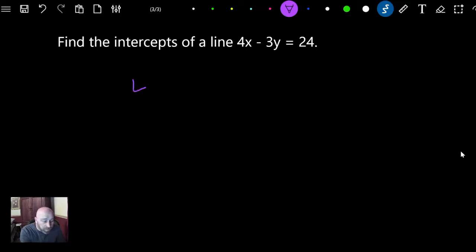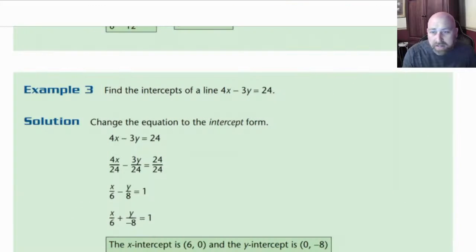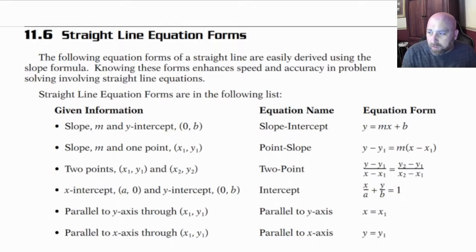So really all we need to do to get this started is divide by 24. We need to turn this into a 1. Intercept form always has to equal 1. Going back to your book on page 217, you see where the intercept form always equals 1. You might even want to write that down next to it: this intercept form must equal 1.